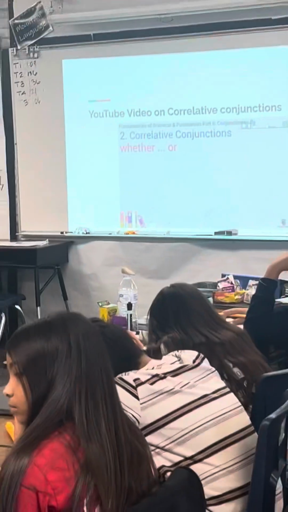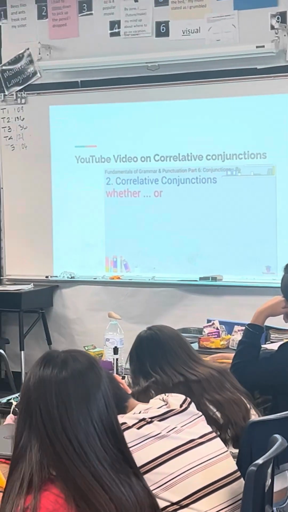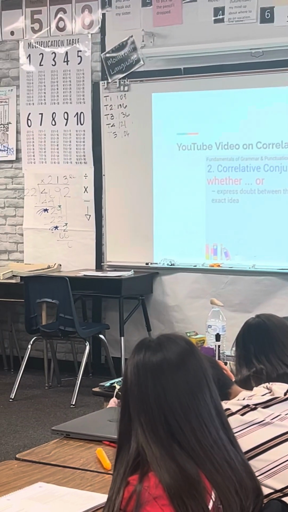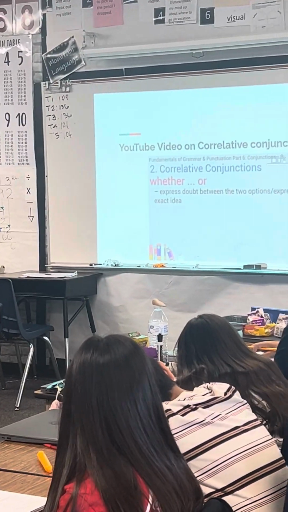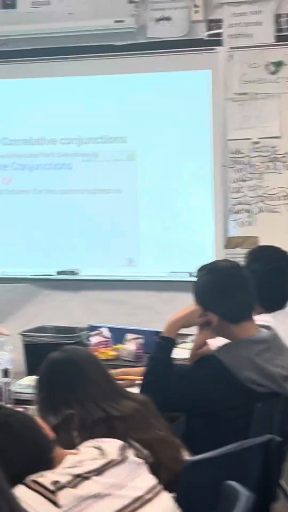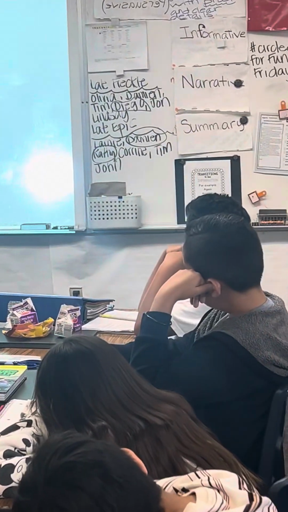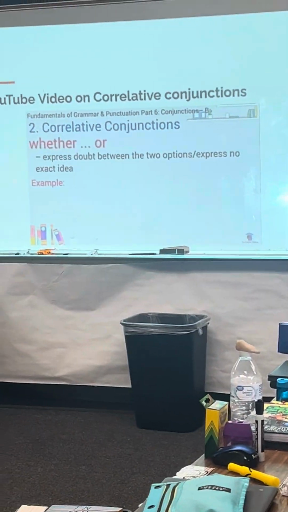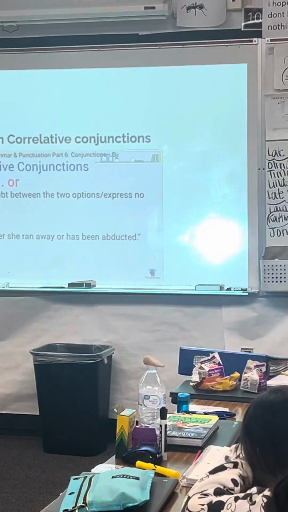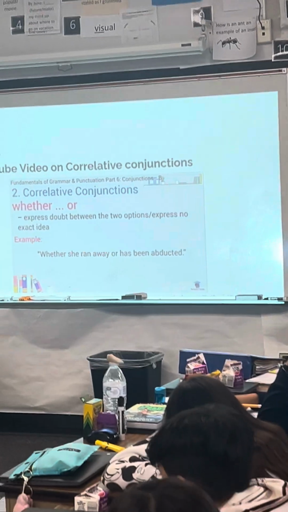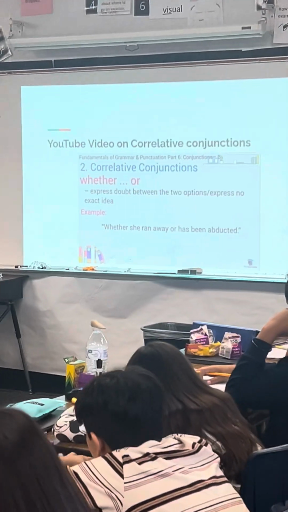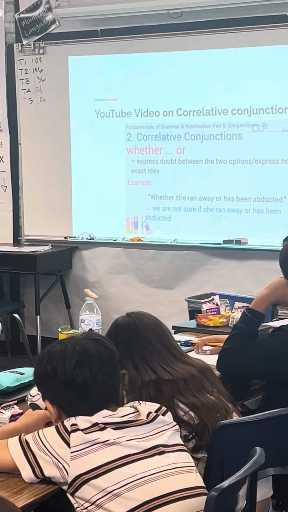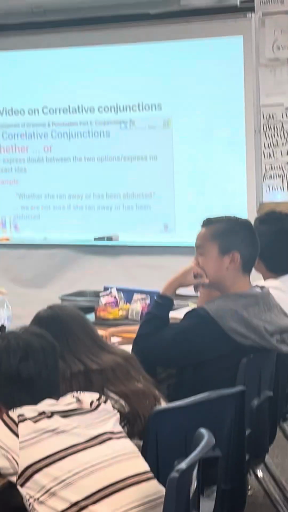Next, whether or. We use whether or to express doubt between two possible options, or to express no definite idea about something. Example, no one could tell what exactly happened, whether she ran away or has been abducted. Meaning, we do not know or are not sure if she ran away or has just been abducted.